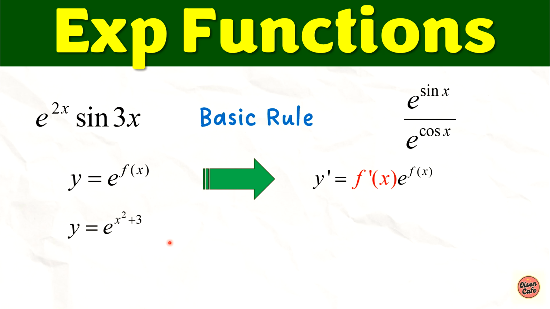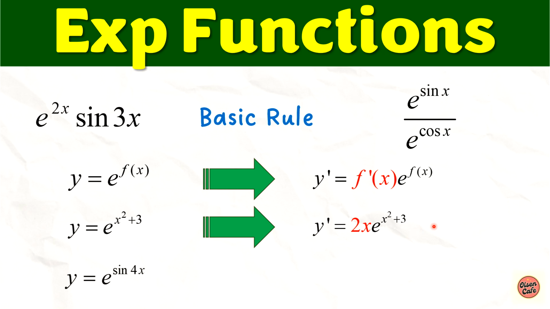Given y equals e to the power of x squared plus 3, to find the derivative, I am going to keep the exponential function, which is e to the power of x squared plus 3. Then I'm going to differentiate the index, which by power rule, I will get 2x. So putting them together, I will easily have the derivative equals 2x times e to the power of x squared plus 3.